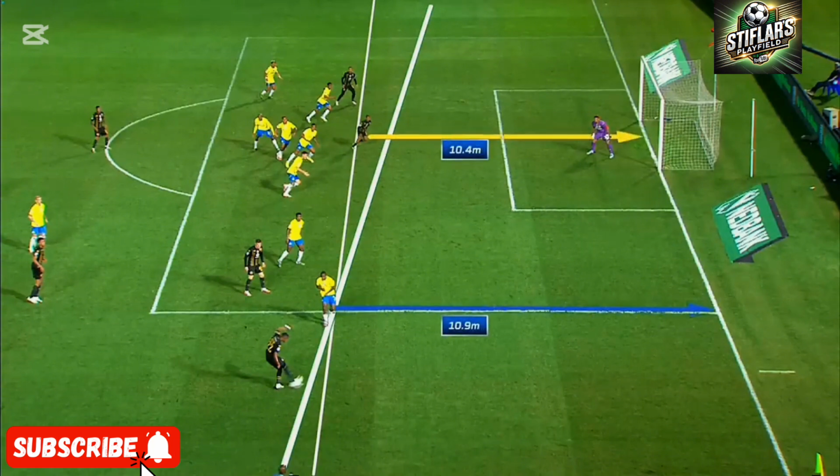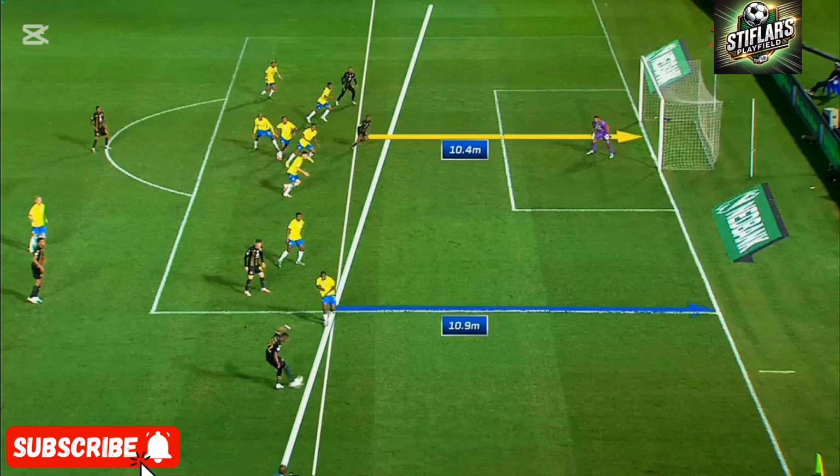That's what he sees. But now, the distance between the striker and the goal line is 10.4 meters. The distance between the defender and the goal line is 10.9 meters. Who is closer? The one who is 10.4 meters. 50 centimeters. Maths is simple. Very simple mathematics. The striker is closer to that goal line than the second last defender, and that's all that matters.